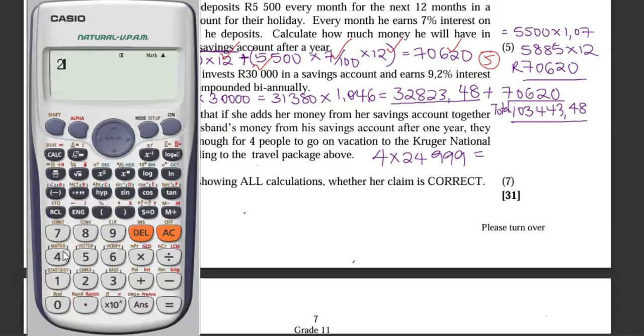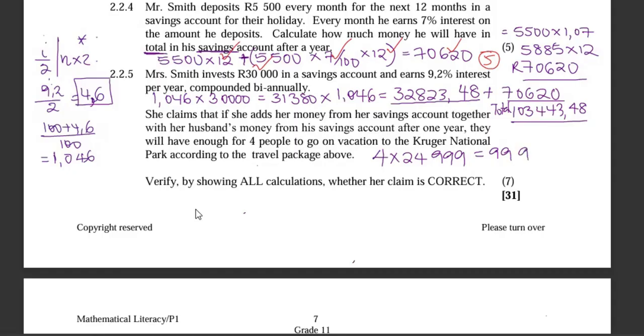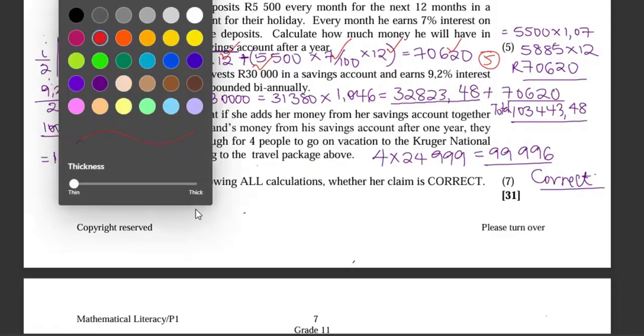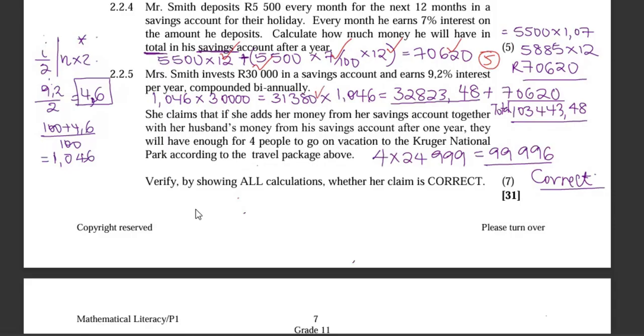If I have 24,999 times 4, I need 99,996. Indeed, her claim is what? Her claim is correct. It will be enough. One, you have to look for her savings. Look for her savings. This is the first one.